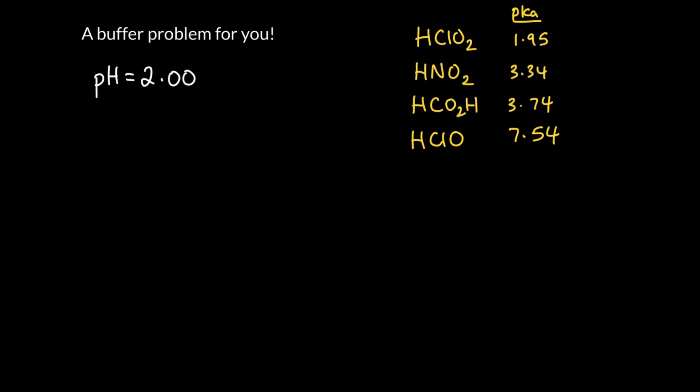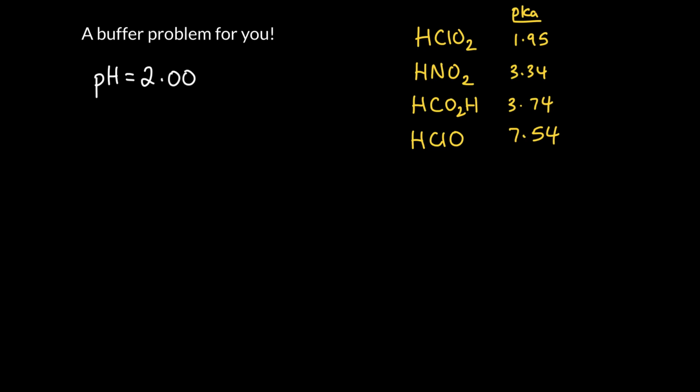Okay, so the first thing to do is to remember that in general, the best buffer is one where the pH and the pKa are almost the same. In fact, we don't really want to deviate more than 1 unit away from the pKa. So if we look at these four here, we can see that clearly the one of choice is going to be this top one here, because this has a pKa almost identical to the pH.